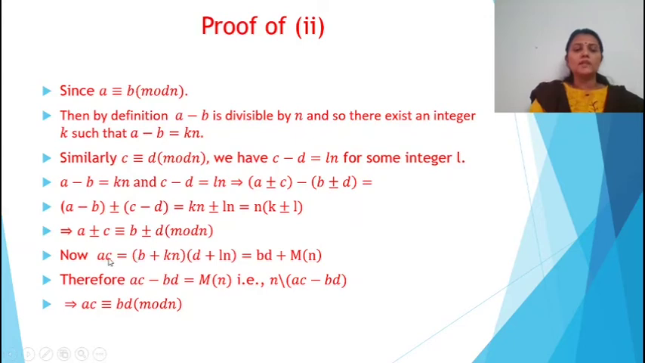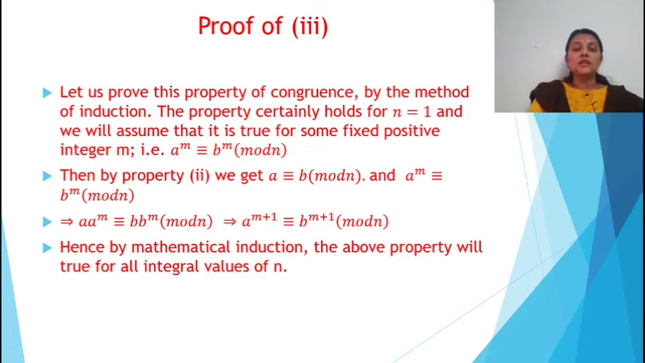Now we have ac. From here, a is equal to b plus kn, and c equal to d plus ln. So ac is equal to bd plus all multiples of n. Therefore ac minus bd is a multiple of n, that is, n divides ac minus bd, that is, ac congruent to bd mod n. Now we have the proof of 3.